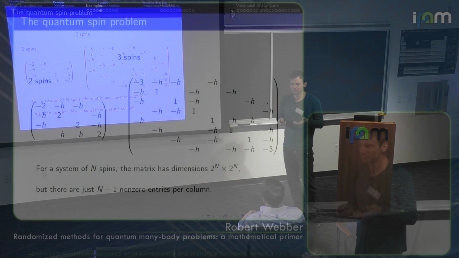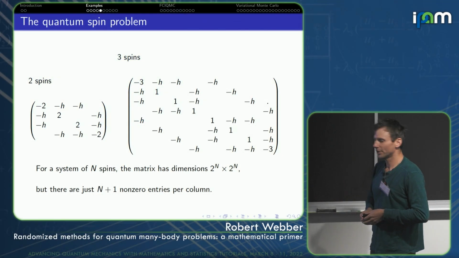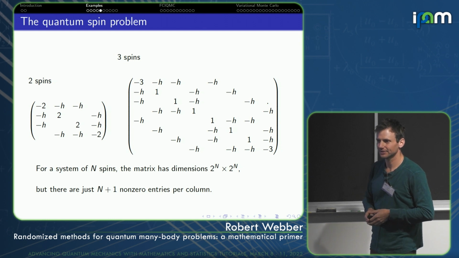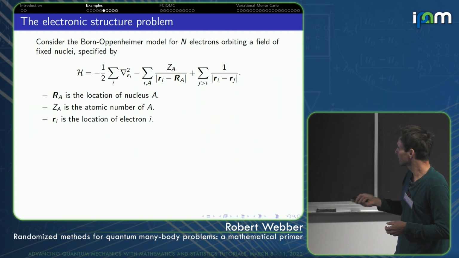So this is an example of a matrix. And blow it up to size 100 spins, 200 spins, 500 spins, and try to find the ground state eigenvalue. That's kind of a goal of quantum chemistry.